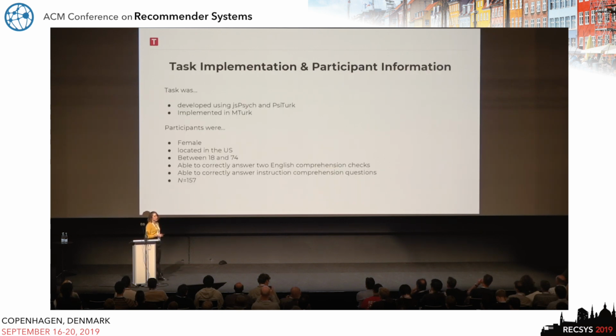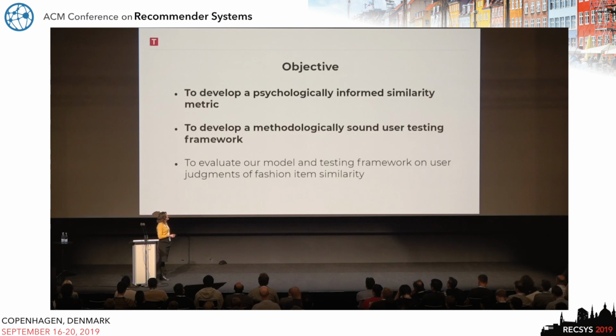In order to implement this, what we took advantage of is JSPsych, which is a JavaScript library for building psychological tasks, and we hooked it up to Amazon Mechanical Turk to implement this task. We had a couple features of the task that enabled us to control some aspects of our participants. So we're asking about women's dresses, so our participants had to report being female. We also had a couple of other comprehension checks to make sure they could understand the instructions and perform the task.